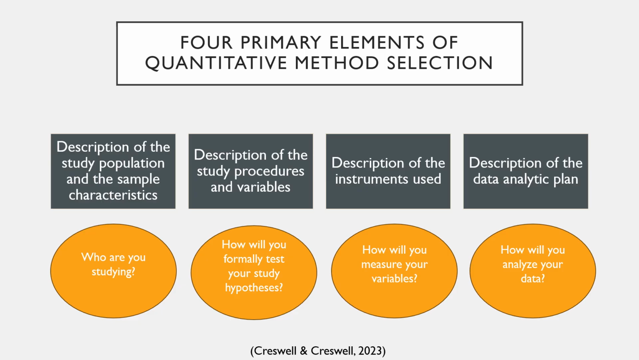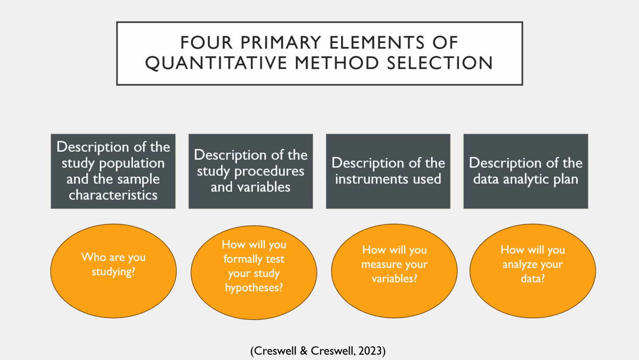The next primary element is going to be the description of the study procedures and variables. So you're going to be asking the question, how will you formally test your study hypotheses? You're going to ask what variables you're going to use. You're going to need to list the independent, predictor, dependent outcome, and control variables along with the type of variables, either categorical or continuous.